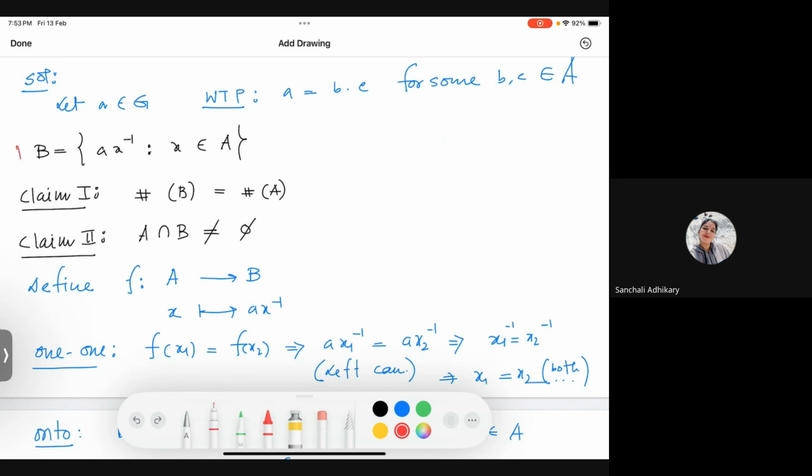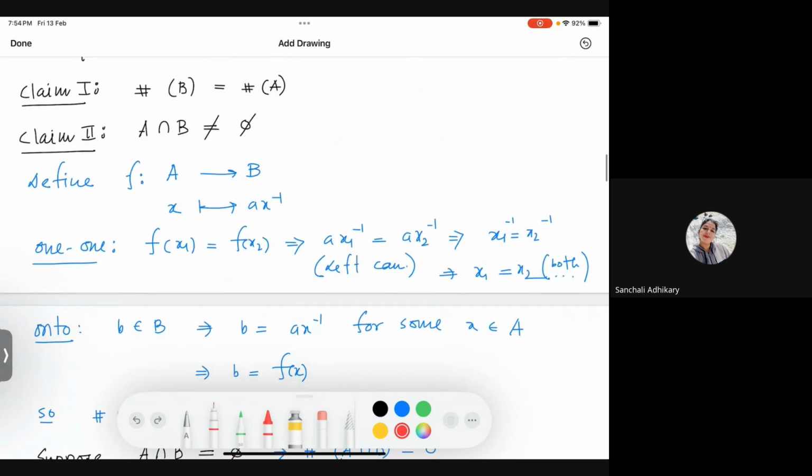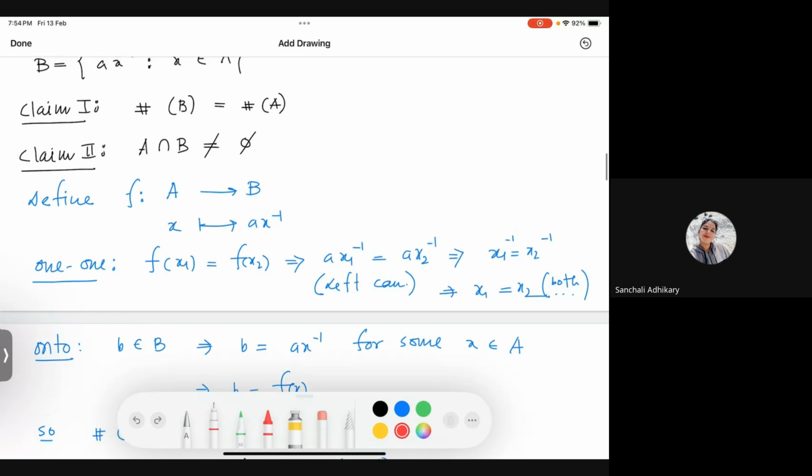So I am defining a set B. B is equal to A into X inverse. Now my first claim is the cardinality of this set and the cardinality of A are both the same. Secondly, the A intersection B is non-empty, right? So I am proving the first claim.